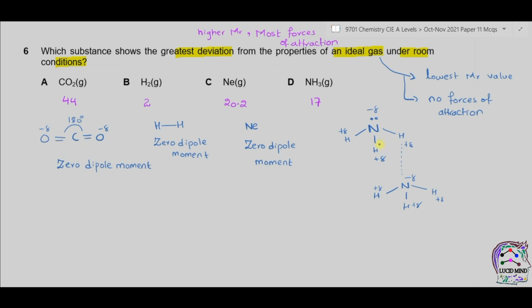As well, we can see there is a dipole moment present, and the dipole moment of ammonia is 1.42 debye. This is because nitrogen is partial negative and hydrogen is partial positive. On one side of the molecule we have negative charge, while on the other side we have positive charge. So among these four, ammonia will show the greatest deviation from ideal gas.